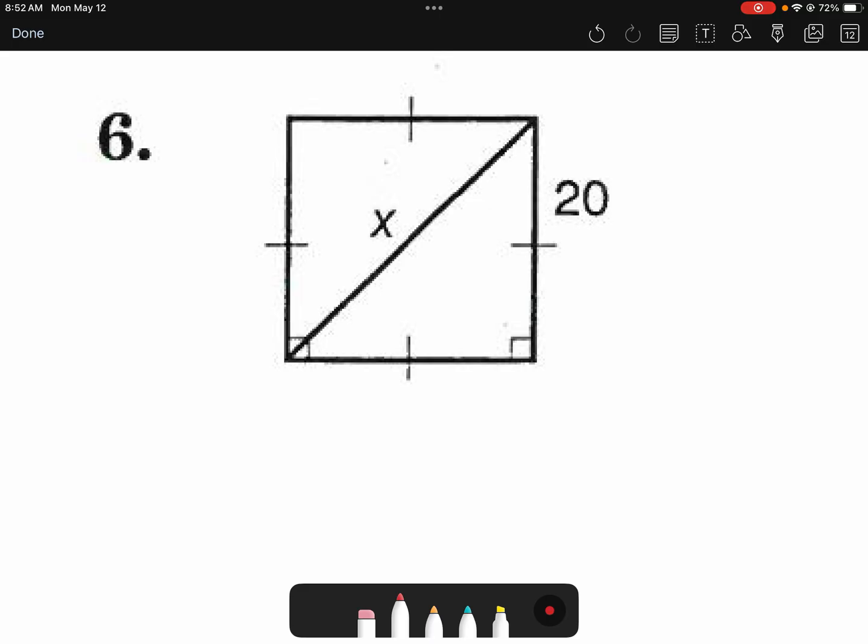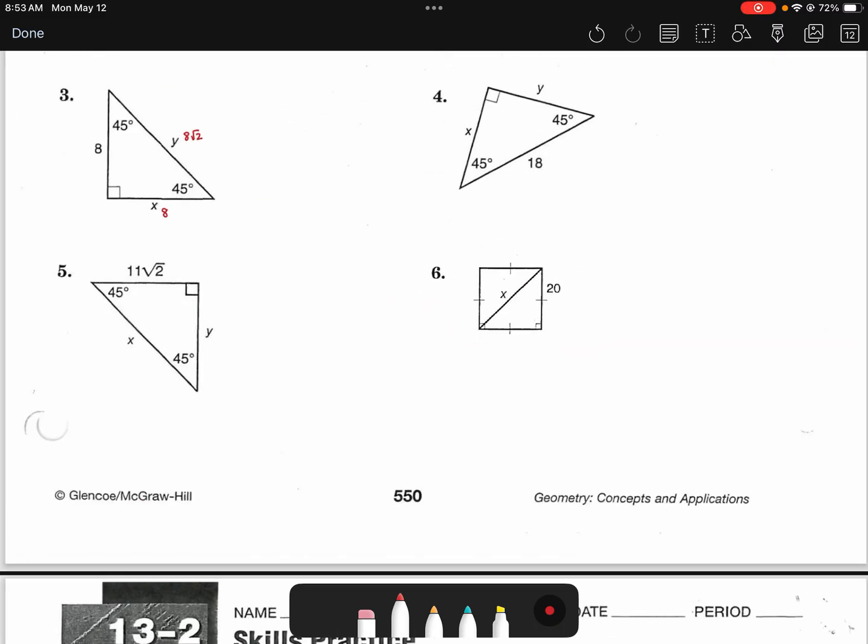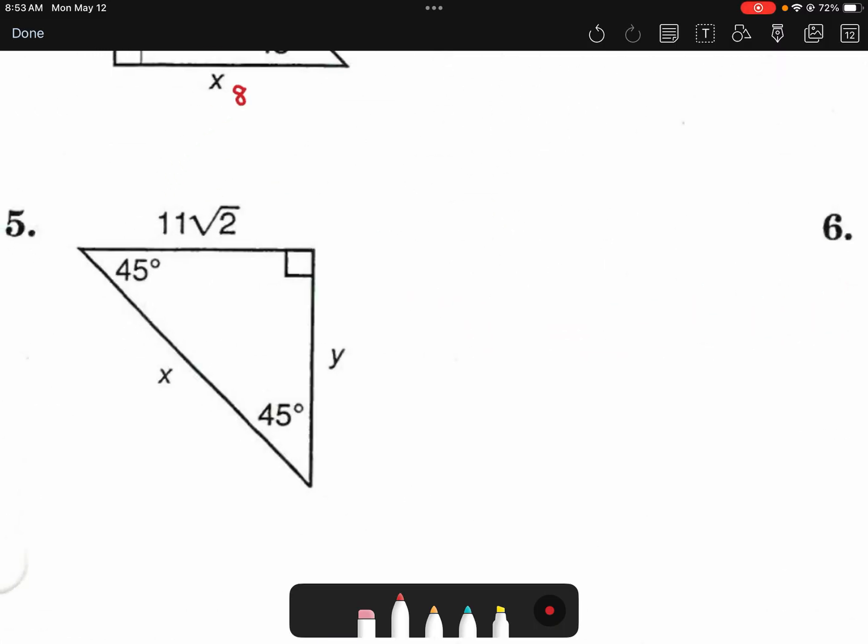This is a square, but inside of a square, you have 2 45, 45, 90 triangles. So one side of the square is actually a leg of your 45, 45, 90 triangle. So if one's 20, the other one's 20. That diagonal of the square is the hypotenuse of the right triangle. It would just be 20 times the square root of 2. That's all you do. Okay, now these other 3 were considered hard examples on our notes.